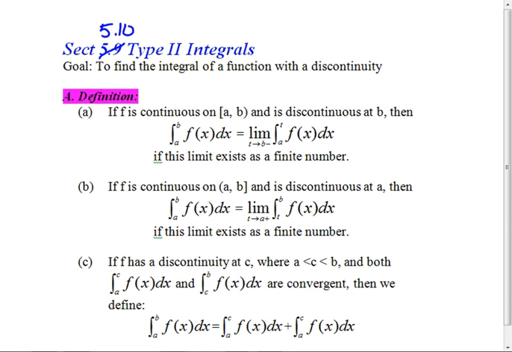5.10. Okay, if you have a function discontinuous on an interval, this is one where you have a vertical asymptote. This is not the limits at infinity. It's very similar though. The type 2 is a vertical asymptote. Let's go ahead and look at the problems. That's all the theory. Come back and look at that.